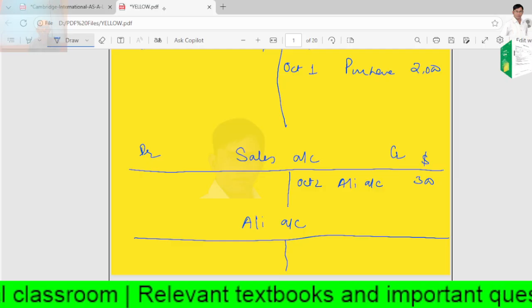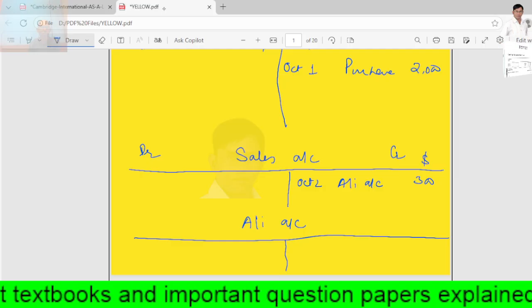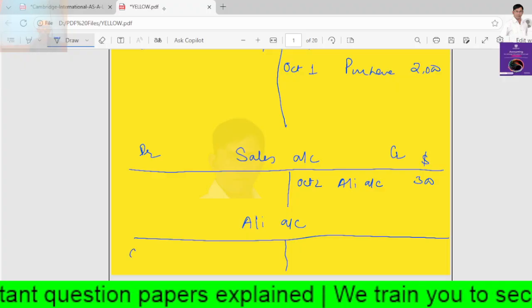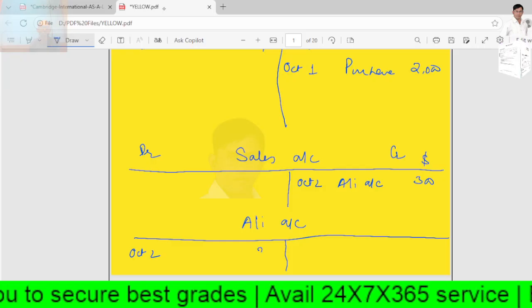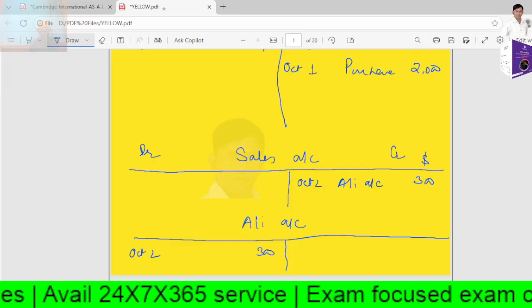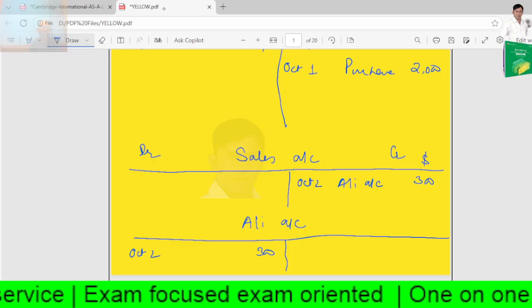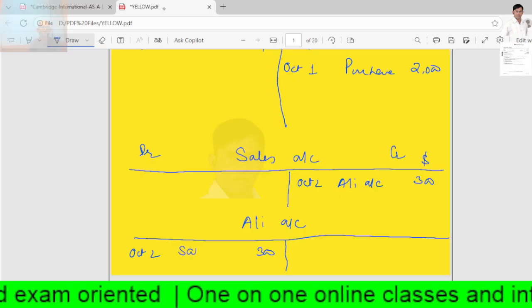So this is what it means. So now Ali account will be debited. So what date? October 2nd. Ali account will be debited. So now one more thing.